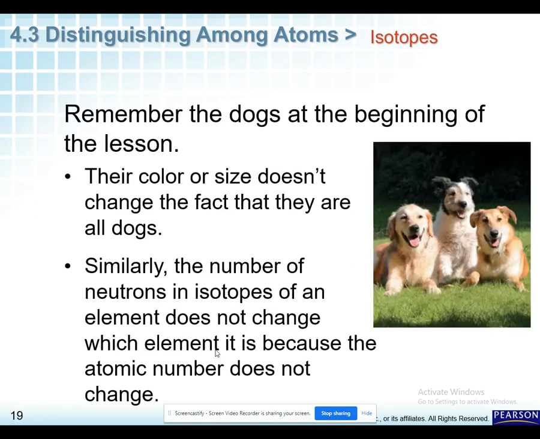Okay. So remember the dogs at the beginning of the lesson? Their color or size doesn't change the fact that they're all dogs. Similarly, the number of neutrons does not change which element it is, because the atomic number does not change.